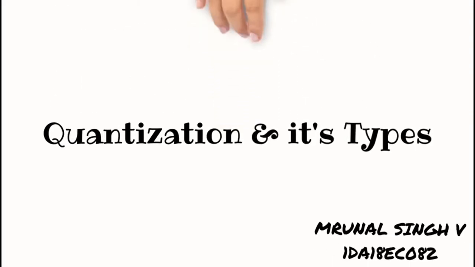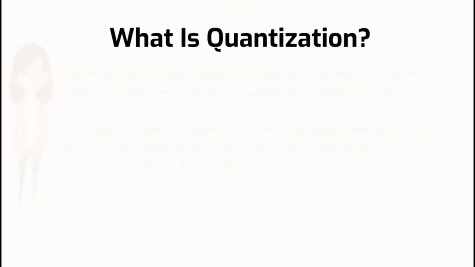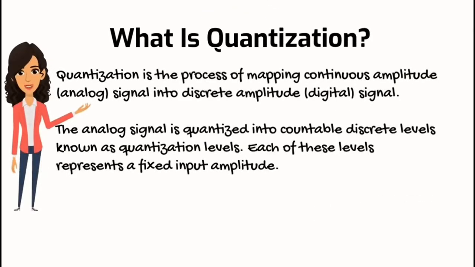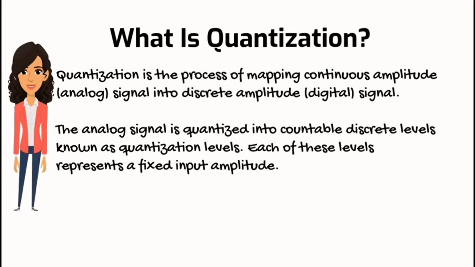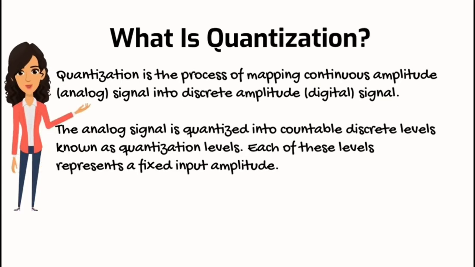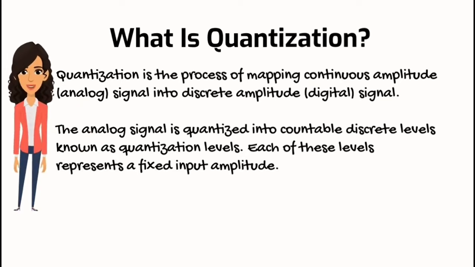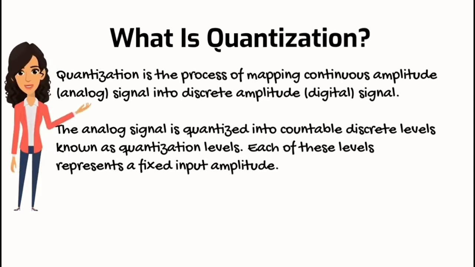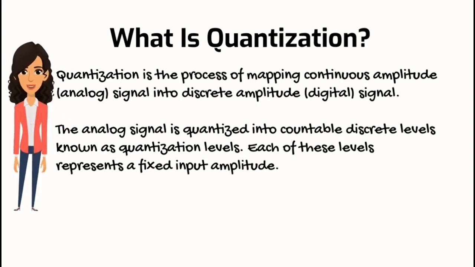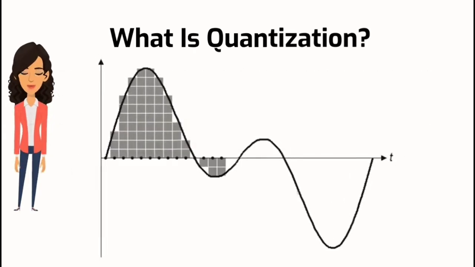Quantization and its types. Quantization is the process of mapping continuous amplitude, that is analog signal, into discrete amplitude, that is digital signal. The analog signal is quantized into countable and discrete levels known as quantization levels, and each of these levels represents a fixed input amplitude as shown in the figure.